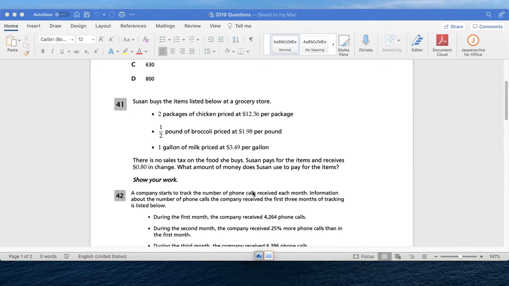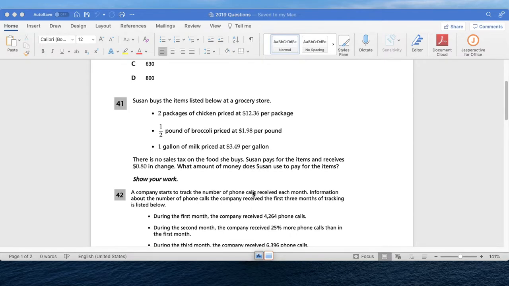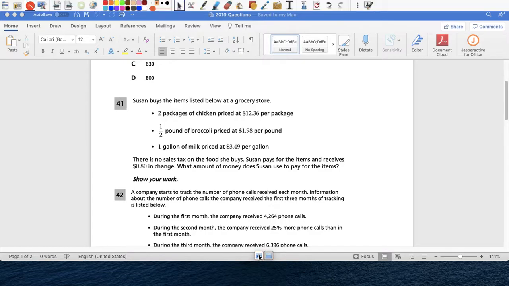Question 41, Susan buys groceries. There's no sales tax on the food she buys. She pays for the item and receives 80 cents in change. So what amount of money does she use to pay for the item? This was a 2019 question, right before the pandemic. As you can tell, not that complicated of a question, but it was a part two question. It says show your work, so we know it's a part two, and you can have a calculator. So let's see what show your work would look like for me.